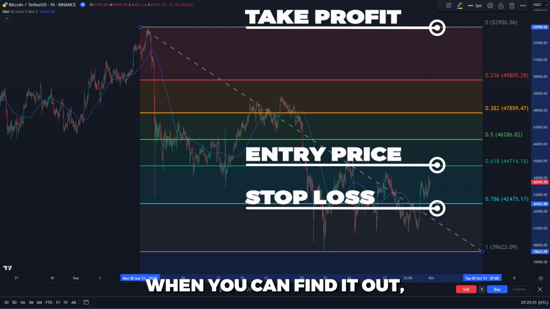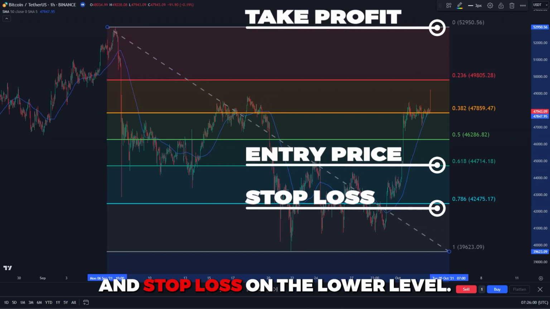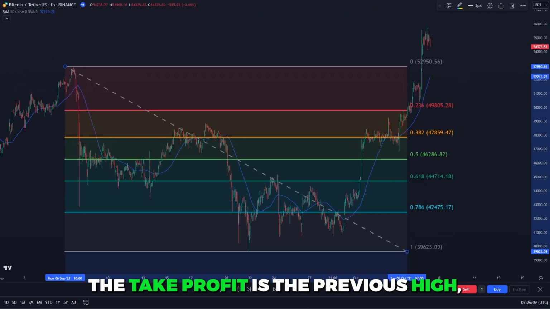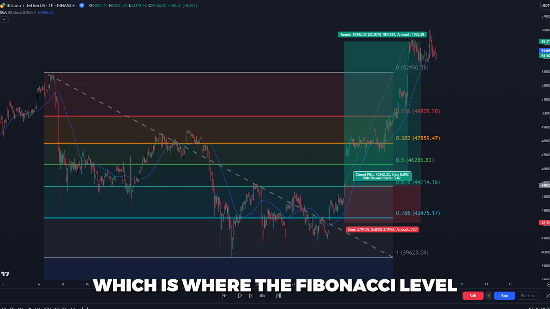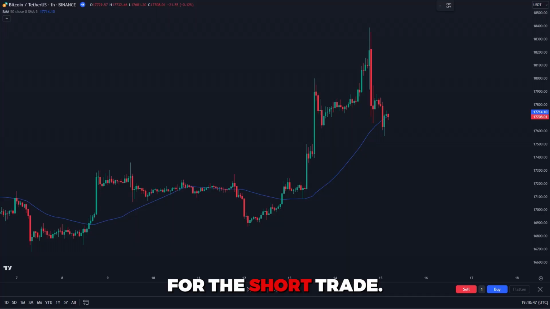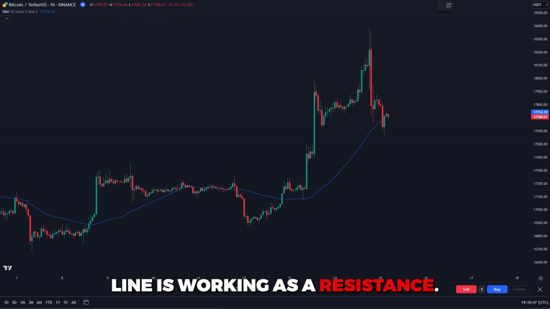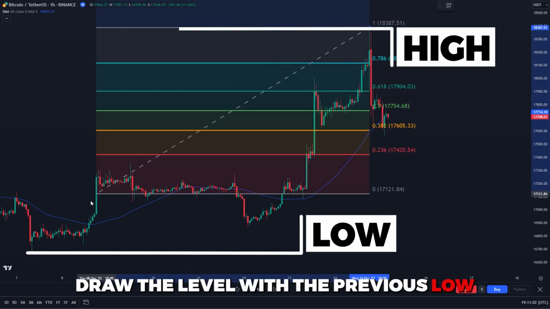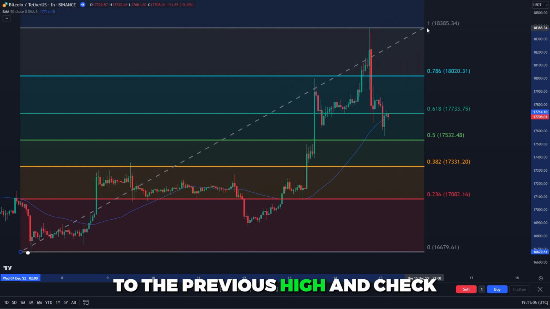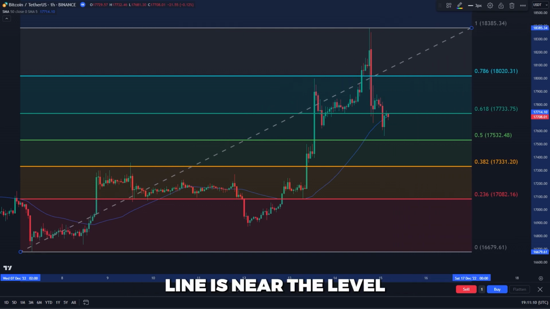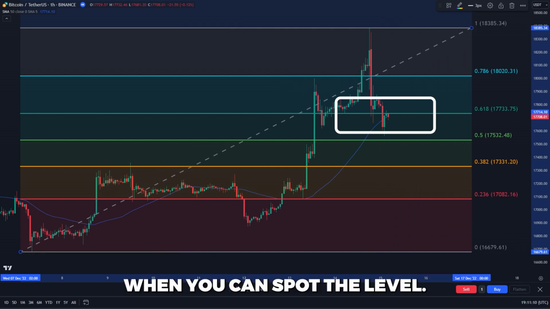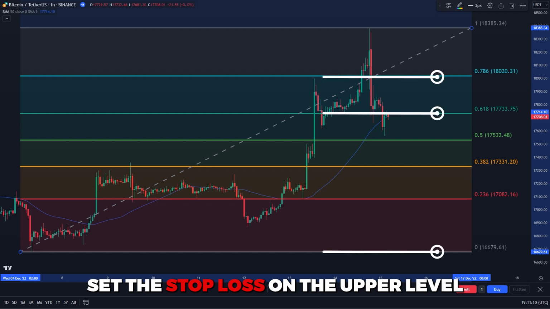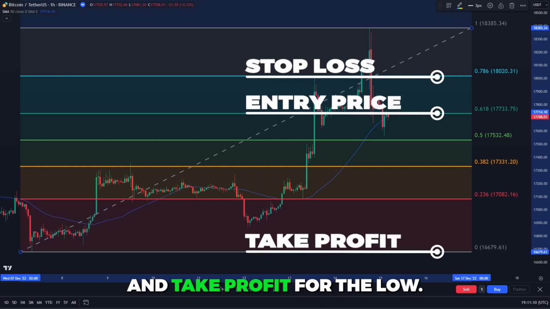When you can find it, set the entry on the level and the stop loss on the lower level. The take profit is the previous high, which is where the Fibonacci level is drawn. For the short trade, the moving average line is working as a resistance. Draw the level from the previous low to the previous high and check where the moving average line is near the level. When you can spot the level, set the stop loss on the upper level and the take profit at the low, which is where the Fibonacci level is drawn.